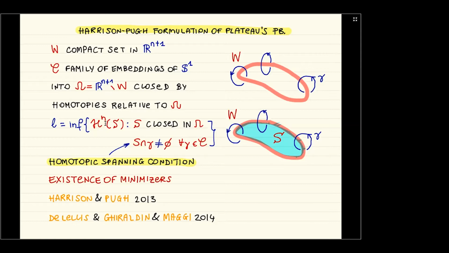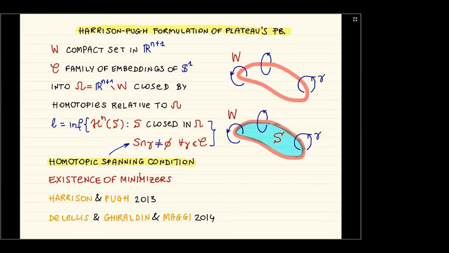So this is just one possible formulation of the Plateau problem with this so-called homotopic spanning condition. Homotopic because there is a homotopic class of curves that you're using to generate the spanning. The condition itself was introduced by Harrison and Pugh in 2013. And then there have been several papers, one by myself with Camillo De Lellis and Francesco Ghiraldin, then Guido has also worked on this problem and several other authors. So I've worked on this specific homotopic spanning condition.